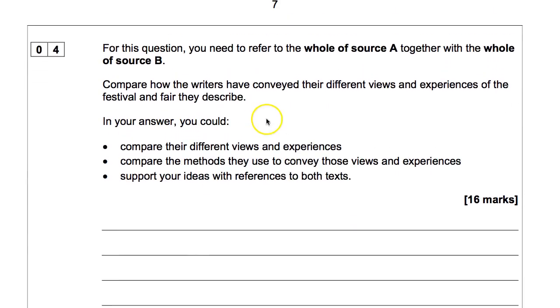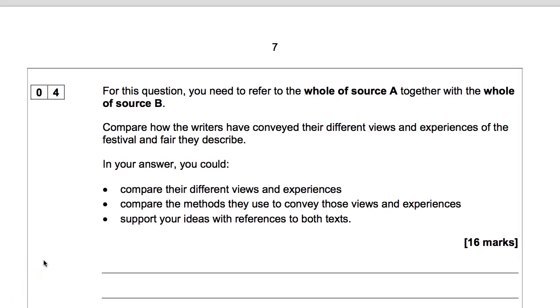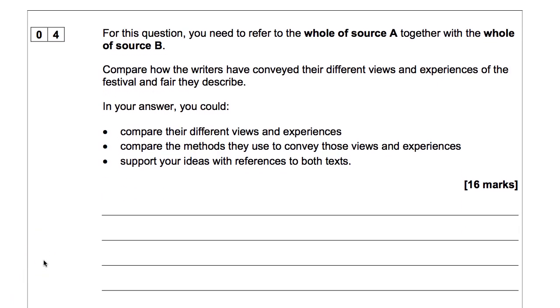Now let's go and look at question 4. Do I need to have read both sources? Yes, I do. Because I've got to do the whole of source A and the whole of source B for question 4, I'm going to answer question 4 last. So my order, I hope you can understand why I've done it, is question 1 followed by question 3 followed by question 2 followed by question 4. That's how to choose which questions to do in what order in the exam.